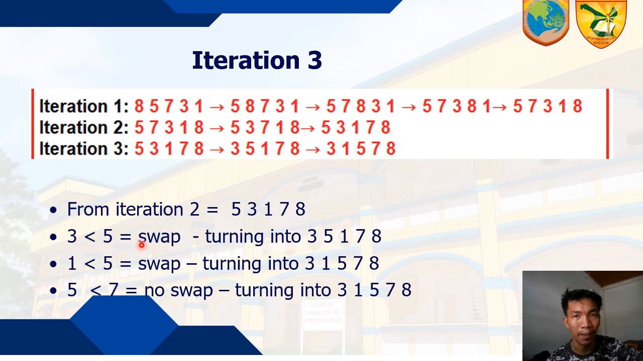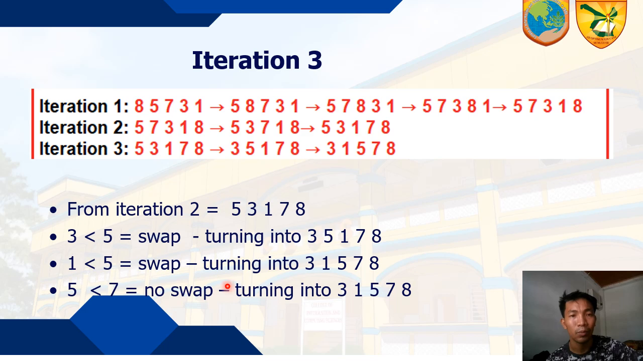So, we swap them, which results in the sequence 3, 5, 1, 7, and 8. Again, 1 and 5 are being compared. Here, 1 is less than 5, which is true, so we swap them, turning the list into 3, 1, 5, 7, and 8. Now, the last elements in the list are 5, 7, 8.